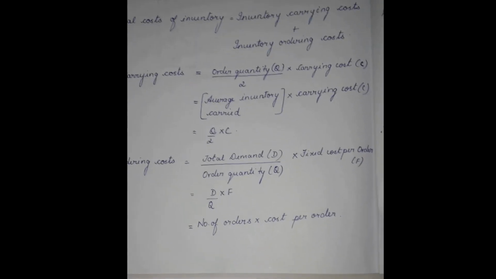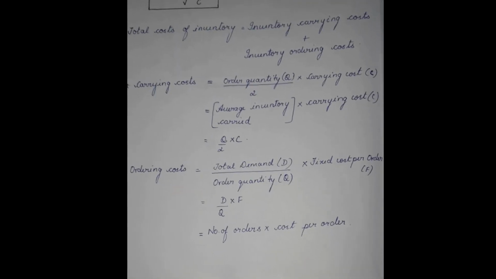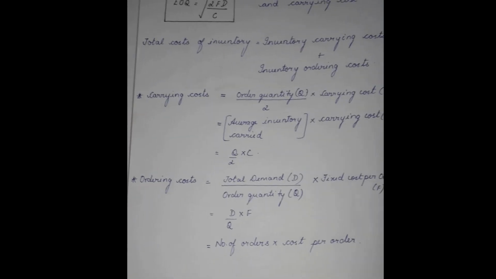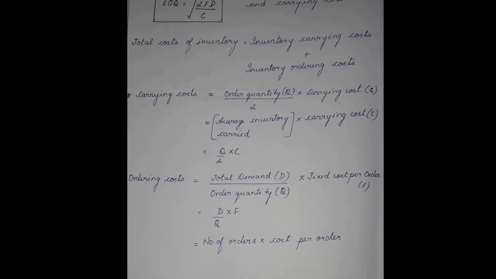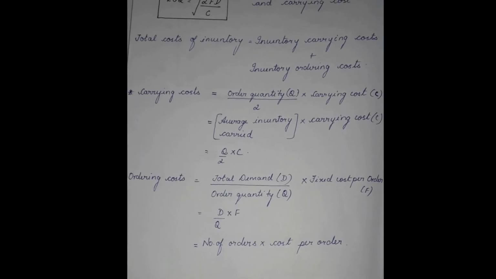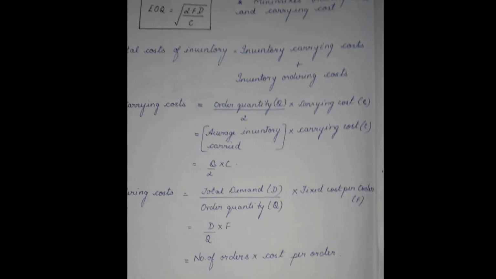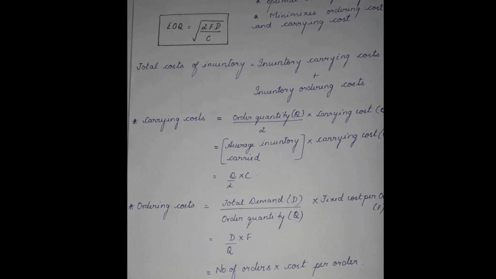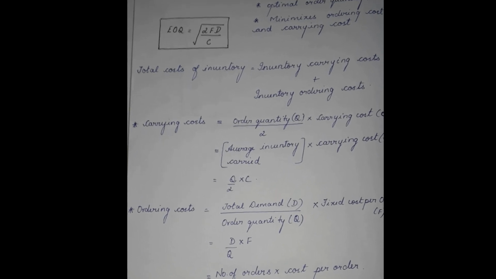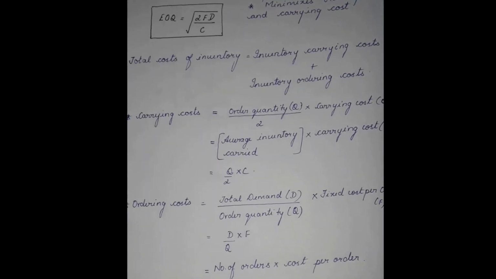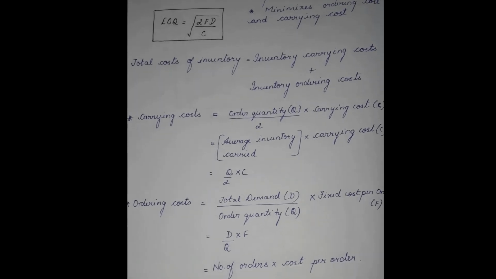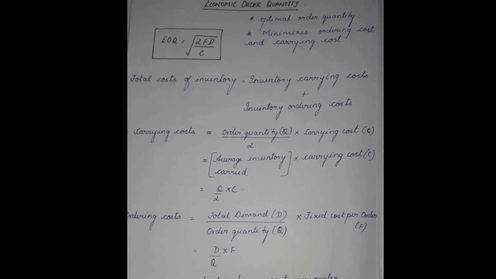And for ordering cost, we take into consideration the total demand divided by the order quantity into fixed cost per order. So the amount of cost that the manufacturing firm will incur every time it places an order is the fixed cost per order. So this total demand divided by order quantity is nothing but the number of orders that the firm is having to place in order to meet its demand at the manufacturing firm.